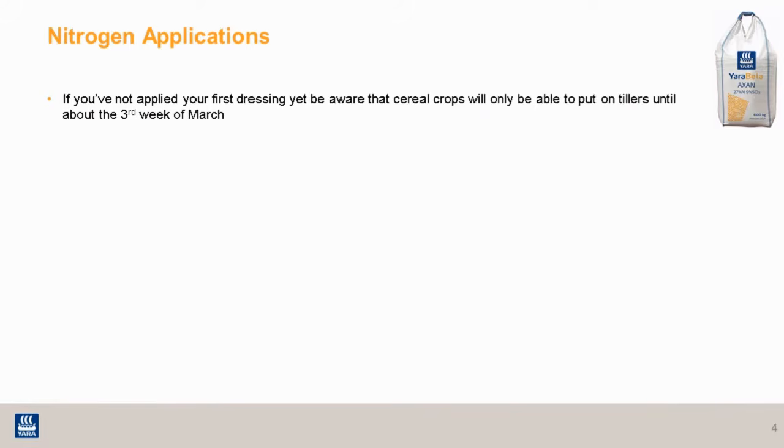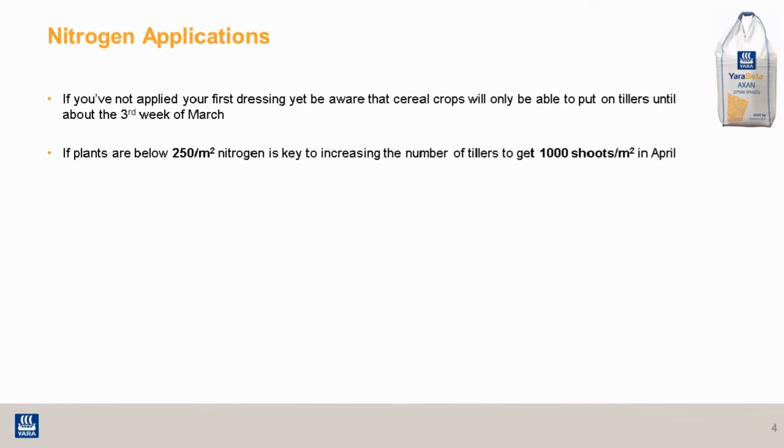So there's been a lot of activity in the past week or so with spreaders out across the country. If you've not applied your first dressing yet, then be aware that the crop only builds that biomass in the form of tillers until around the 3rd week of March. So getting the nitrogen on before that switch is key to manipulating that tiller production and effectively getting to that target, which is that 1,000 shoots per metre squared in April.